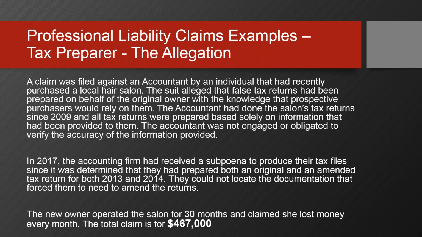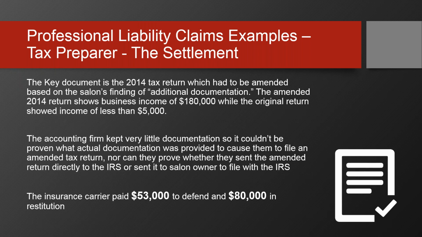What happened was back in 2013, 2014, there was an amended tax return. And on the amended tax return, the gross revenue was changed. The accountant didn't keep track of why they made the change. They just simply made the change. They didn't dig into it. And so what really happened was that the salon really falsified their documents. They lied about their revenue. But the accountant wound up paying on this because they didn't document why they made the change.